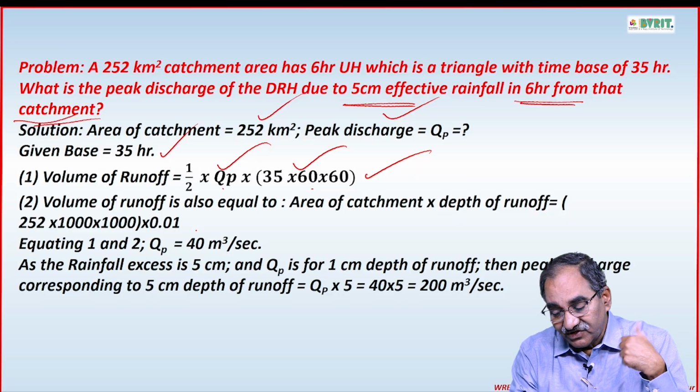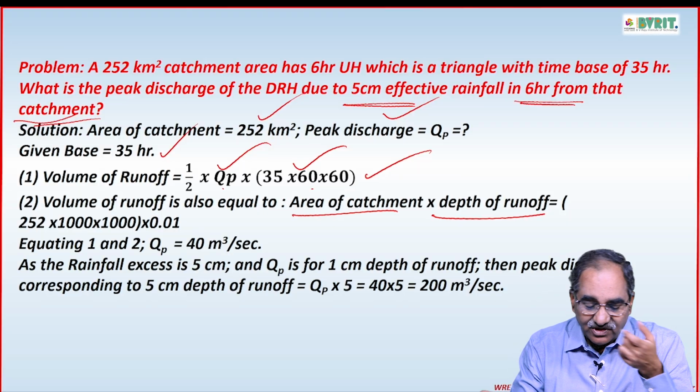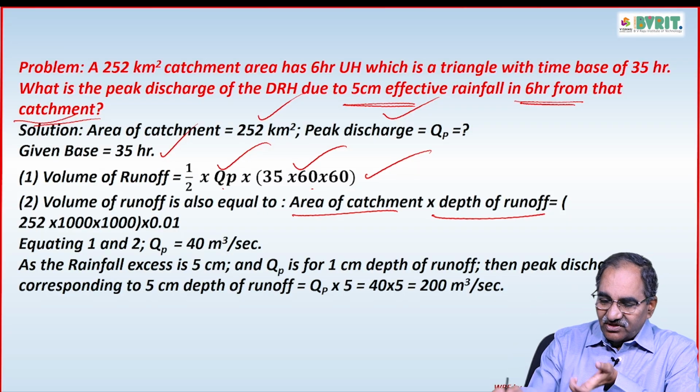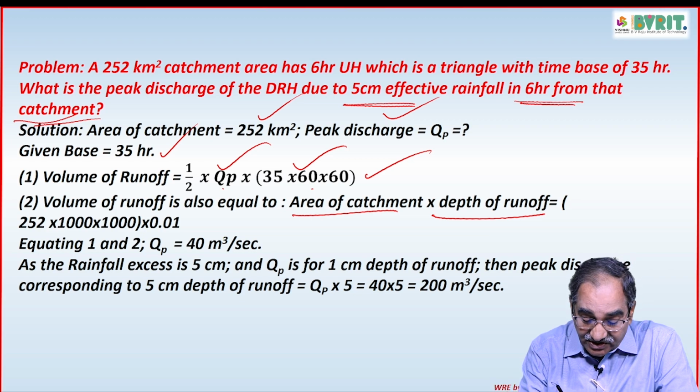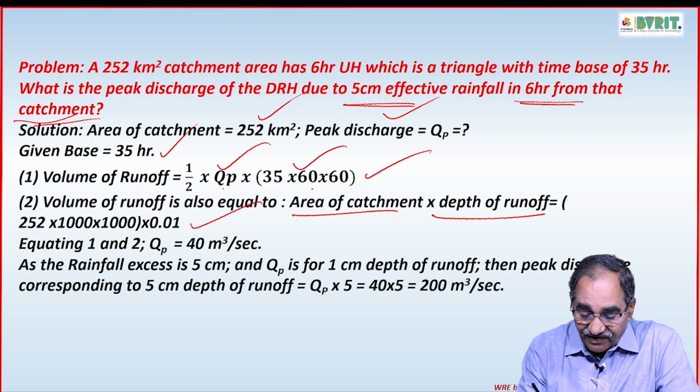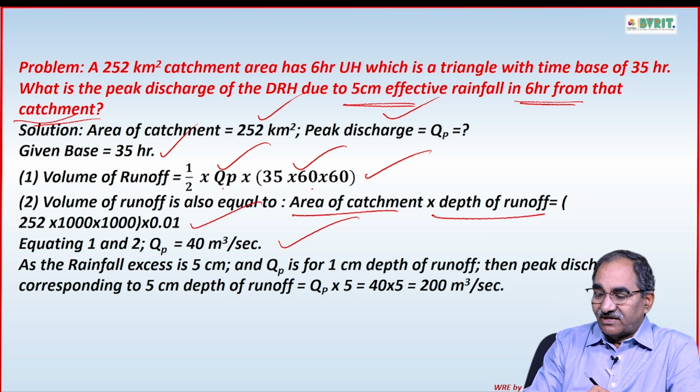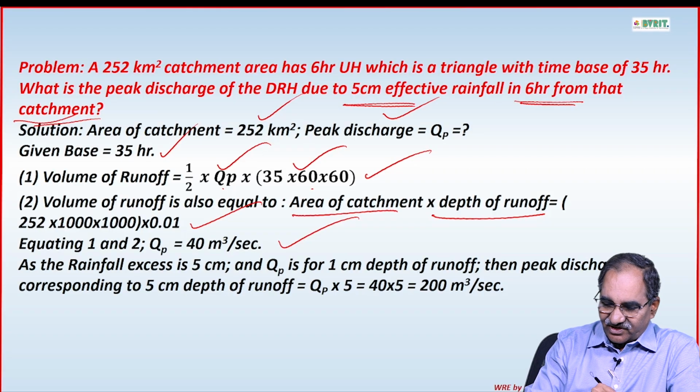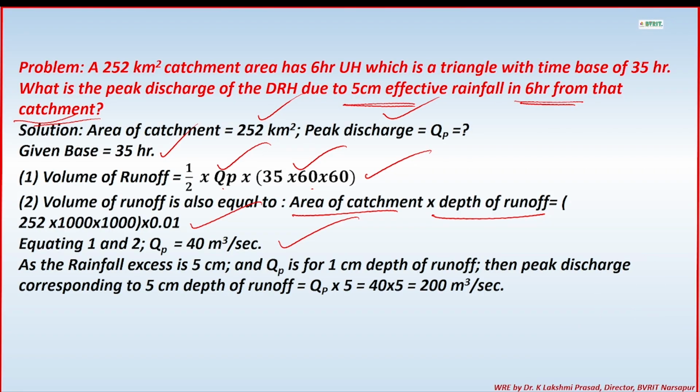Volume of runoff is also equal to area of catchment into depth of runoff. So that is what he has done. This is for the unit hydrograph. Next, equating for that, QP is 40 meter cube per second. This is the first thing, because this is not given. As the rainfall excess is 5 centimeters, if for 1 centimeter QP is equal to this, for 5 centimeters what is QP? Linearity principle, straight.